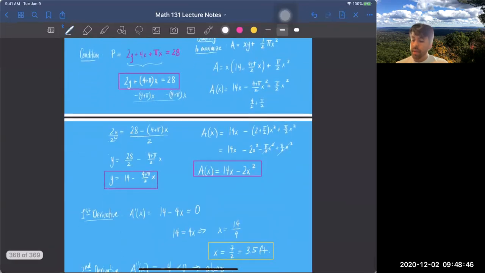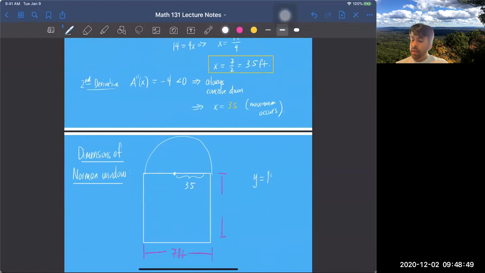We found y to be 14 minus ((4 plus pi) over 2) x. But x here is 3.5. So this is where the decimal will come out. This is 14 minus ((4 plus pi) over 2) multiplied by, I'm going to leave it as a fraction, 7 halves. So y is equal to 14 minus, then I can distribute and I get (28 plus 7 pi) over 4.